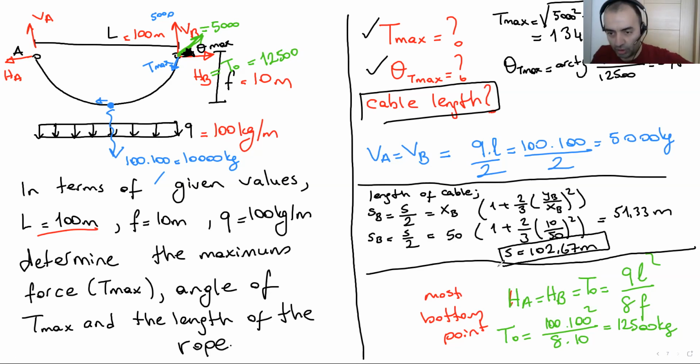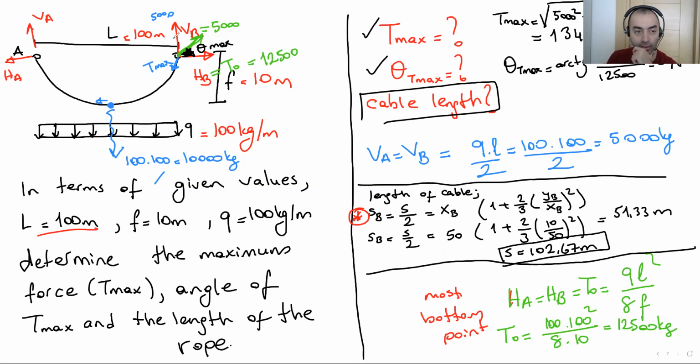Okay, this is the equation. Let me explain. Firstly, I just wrote the equation and the calculations. Let me explain the case. Okay, we have to know this equation: SB equals XB times 1 plus 2 over 3 times YB over XB squared.